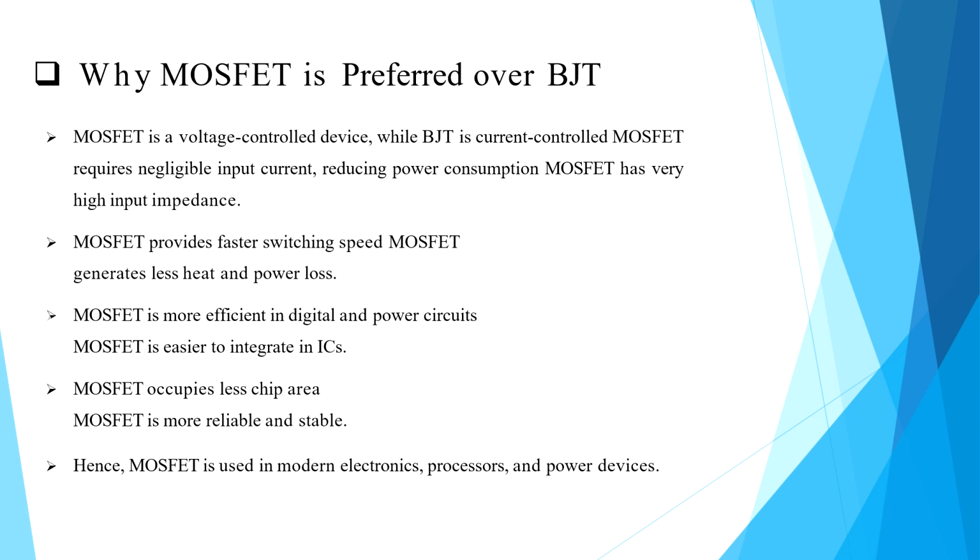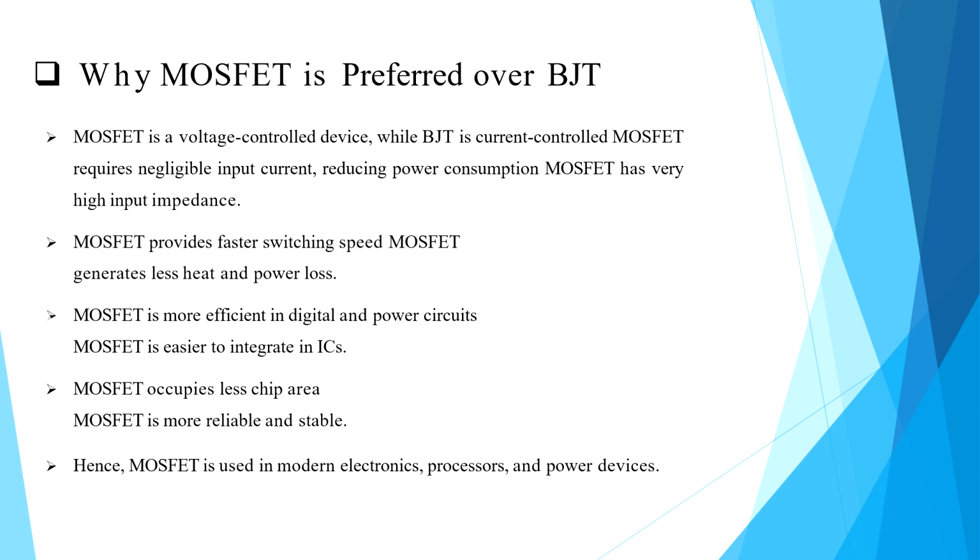So here we're going to see why MOSFET is preferred over BJT. That is, why a field effect transistor called MOSFET is preferred over bipolar junction transistor. MOSFET is a voltage controlled device, while BJT is current controlled. MOSFET requires negligible input current, reducing power consumption. MOSFET has very high input impedance. MOSFET provides faster switching speed.